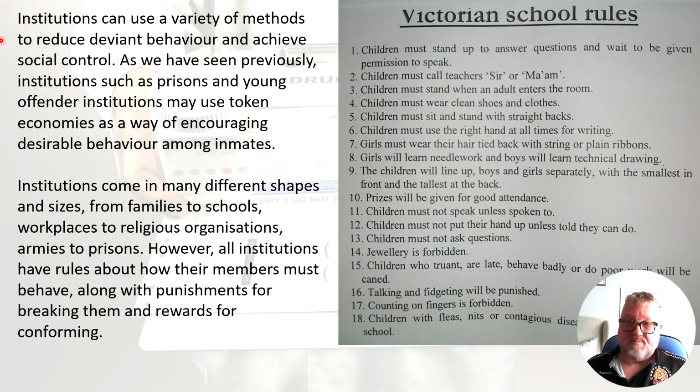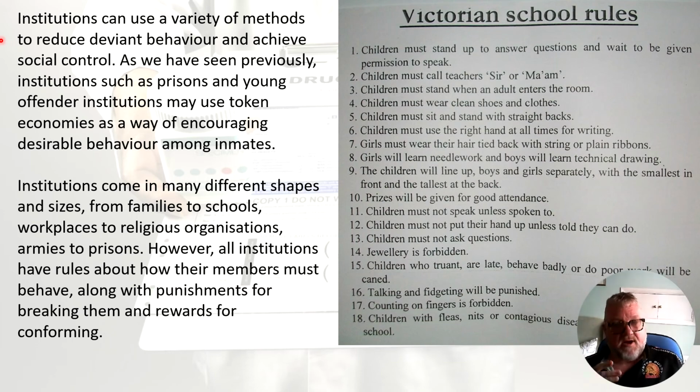And institutions come in many different shapes and sizes, from families to schools, workplaces, religious organisations, armies, prisons, etc. However, all institutions have rules about how their members must behave, along with punishments for breaking them and rewards for conforming. And I give you some old Victorian school rules, which are quite interesting to see. School rules have changed a lot now.